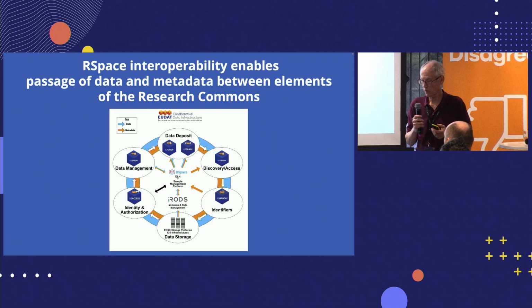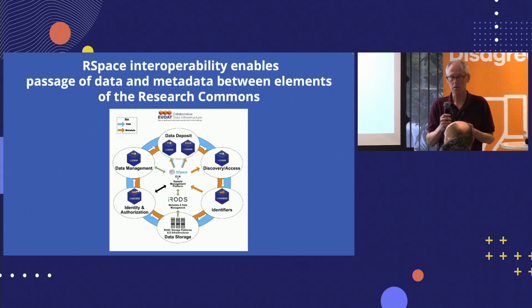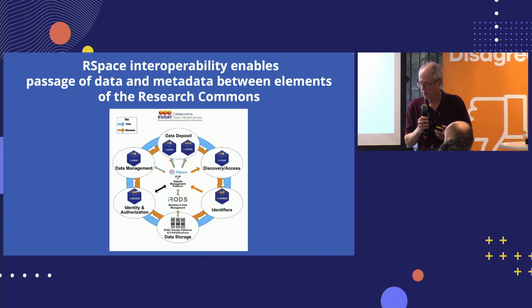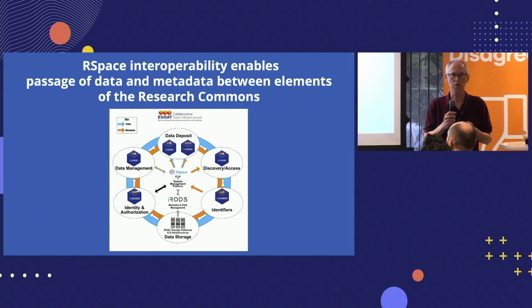This is a conceptual slide to indicate how RSpace could interoperate with, in this case, EUDAT's collaborative data infrastructure, acting as a connector, if you will. And again, to me, the goal of research commons, and indeed the goal of really everything being discussed at EOSC, should be to enable flows of data and metadata in a streamlined way throughout tools and throughout the research process. That really should be what we're trying to do.